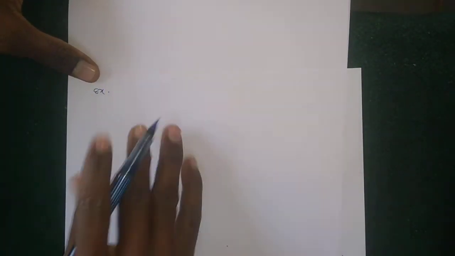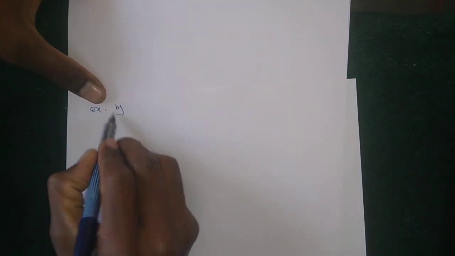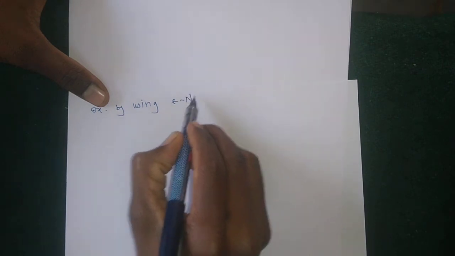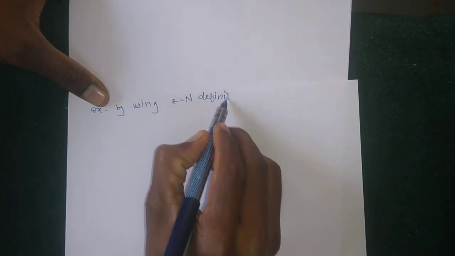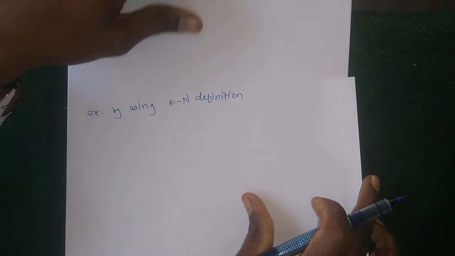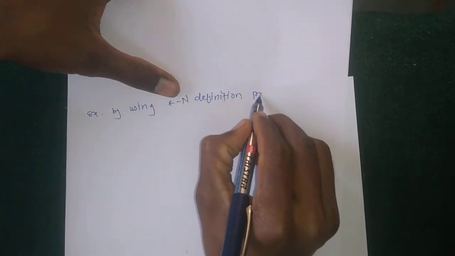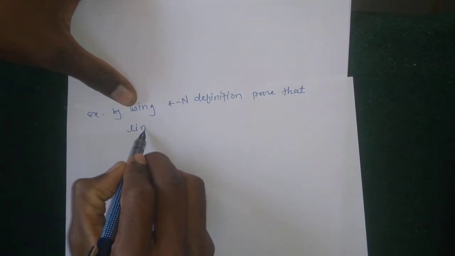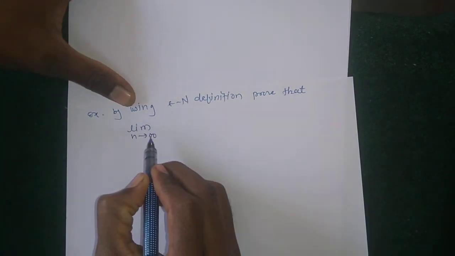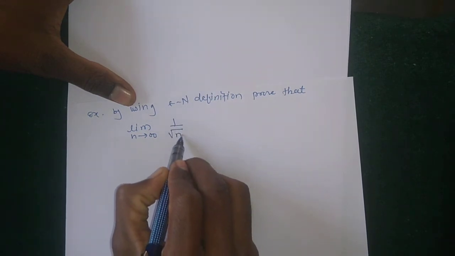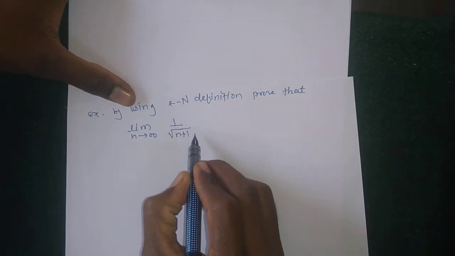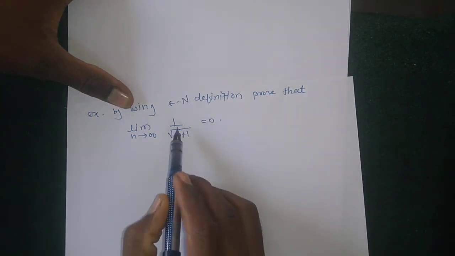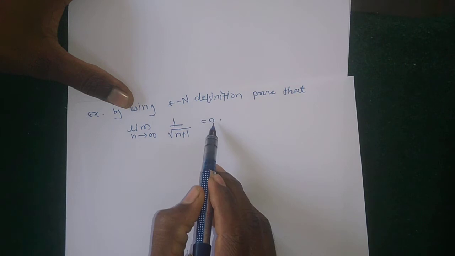Example: by using the epsilon-N definition, prove that the limit as n tends to infinity of 1 upon root n plus 1 is equal to 0. That means to show that this sequence Sn has limit 0.